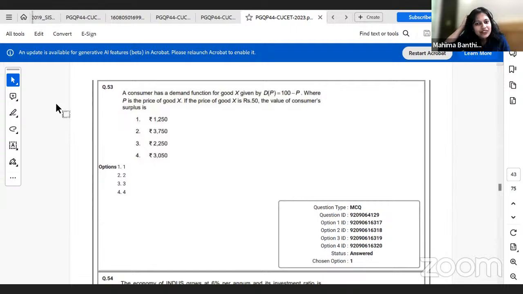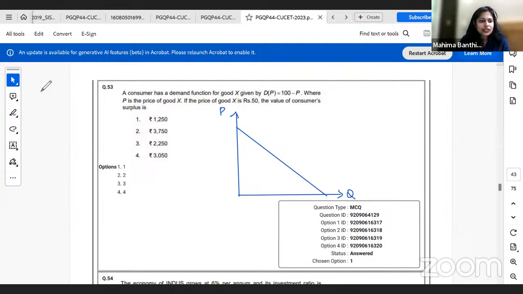A consumer has a demand function for good X given by D(P) = 100 minus P, where P is the price. If price of the good X is 50, the value of consumer surplus is. So consumer surplus is a simple concept. Let's look at it. We can draw the demand curve. This seems to be a simple demand curve. The demand curve has price on the y-axis and quantity on the x-axis. If the price of the good is 50, let's mark the price. The price is coming out to be 50. What is the value of consumer surplus?